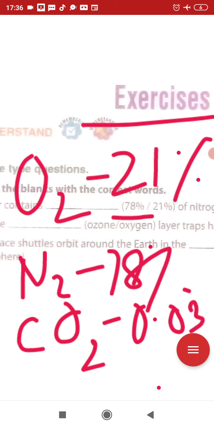And the remaining air includes helium, hydrogen, neon, argon, water vapor, etc. So you got the composition of air. The highest amount in air is nitrogen. 78% of air is nitrogen, 21% is oxygen, 0.03% is carbon dioxide, and the remaining gases I have told you, the names should be gathered in mind. Okay. Now move on to the next question.